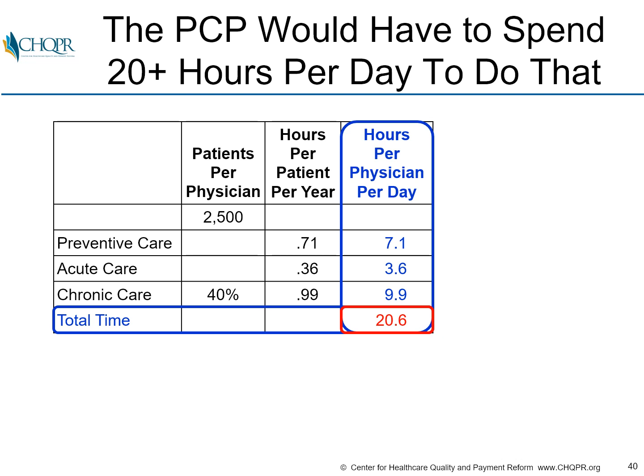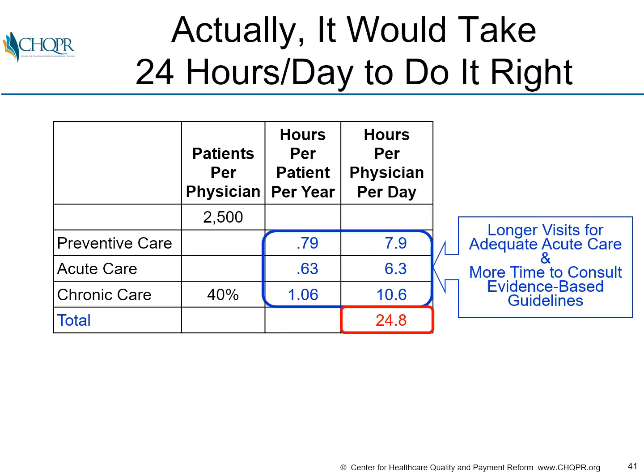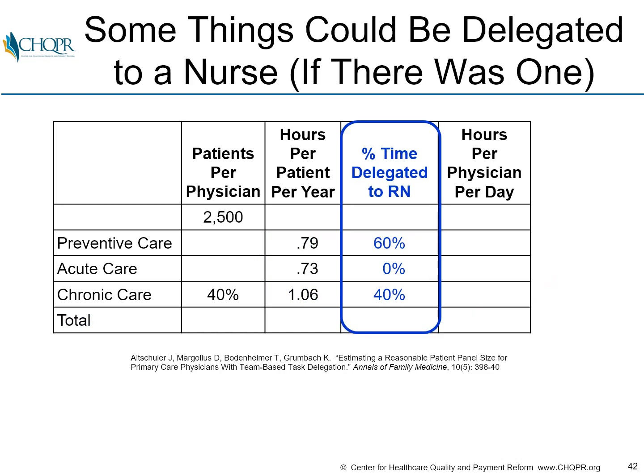If you add that up, multiply by 2,500 patients and divide by 250 days in the year, you find that the physician would have to spend over 20 hours every day in order to provide good quality care, not the 10 hours that we assumed earlier. That's actually an underestimate because it assumes only short visits for acute needs and no time to keep up with the latest evidence about appropriate care. So it actually would require more than 24 hours a day to do it right.